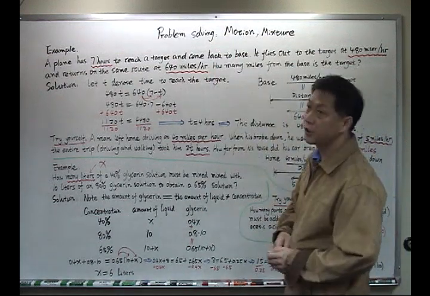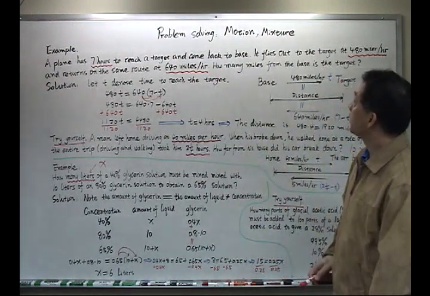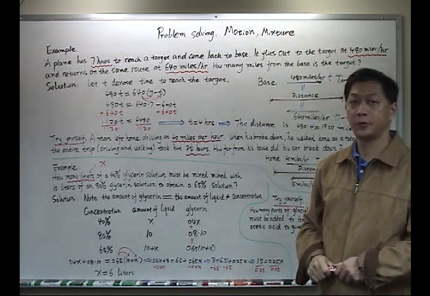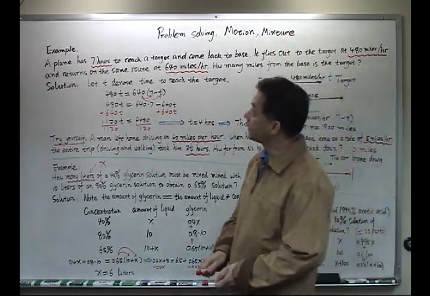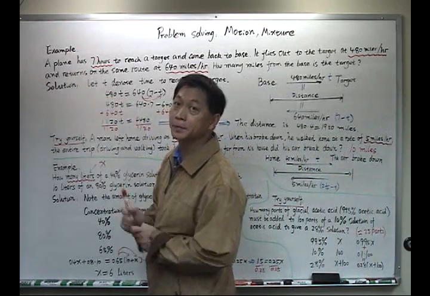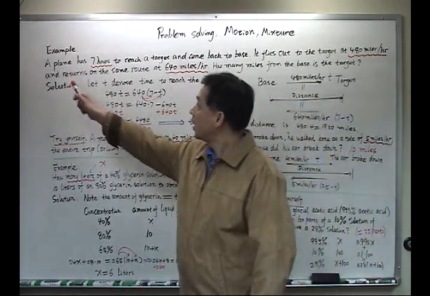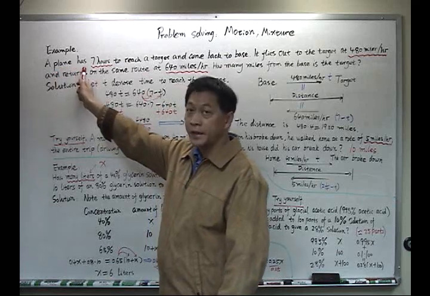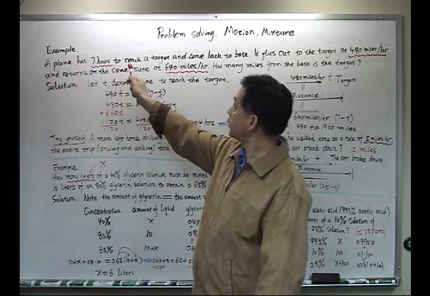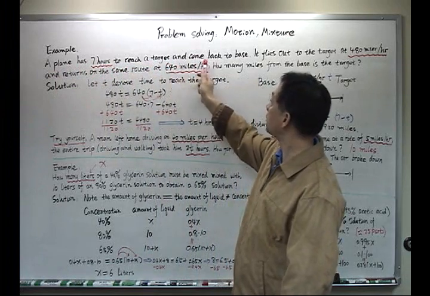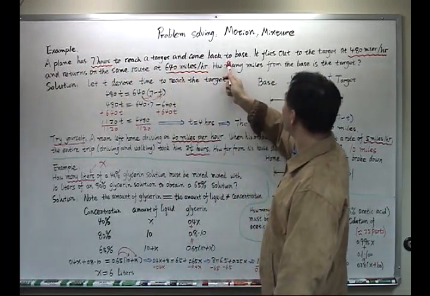Problem solving lecture, we will talk about motion and mixture problems. Let's look at the first example. This example says that a plane has 7 hours to reach a target and come back to base.